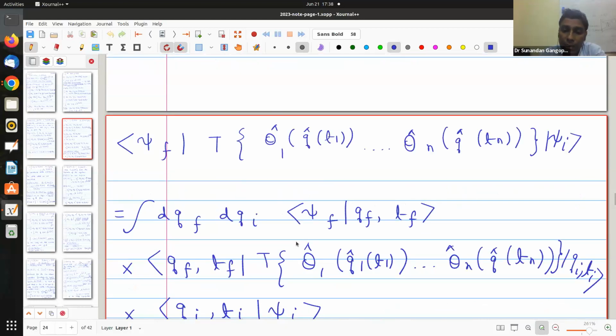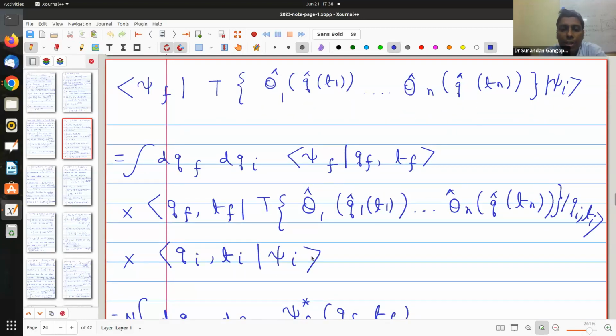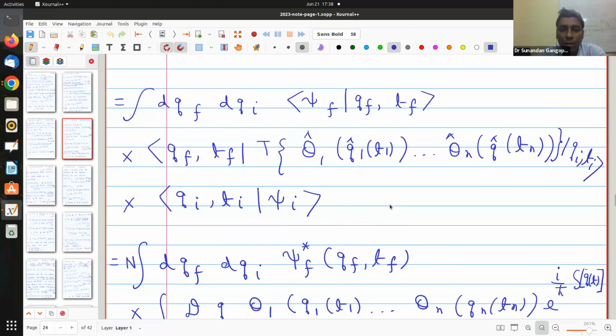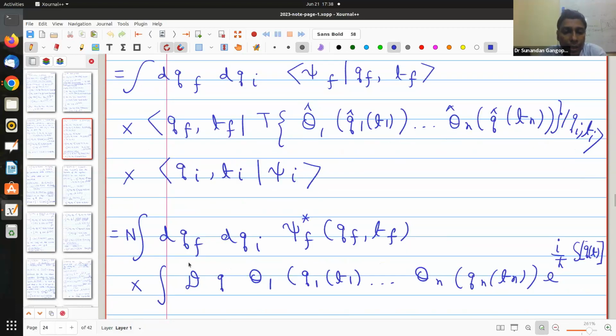The way to proceed is once again the same. We have to introduce completeness relations, which are basically identity operators. So I introduce the same completeness relation between ket QFTF and bra QFTF, integral over QF, and likewise for QI. If you do that, then this expression will boil down to the following: psi star at QFTF, then the matrix element of the operator between the position states QITI and QFTF, multiplied by the wave function at QITI. So I can write this full object as an integral over dqf dqi psi star f at QFTF, and this object bra QFTF, the time ordered product of this string of operators, ket QITI.